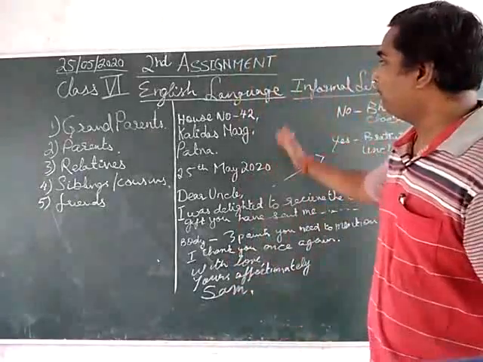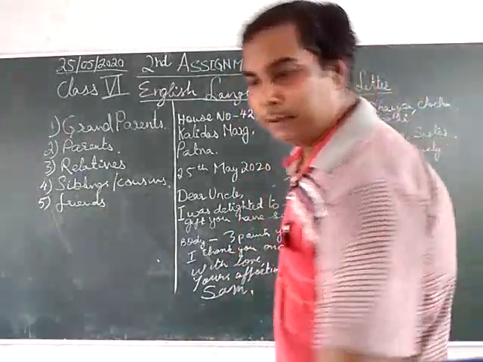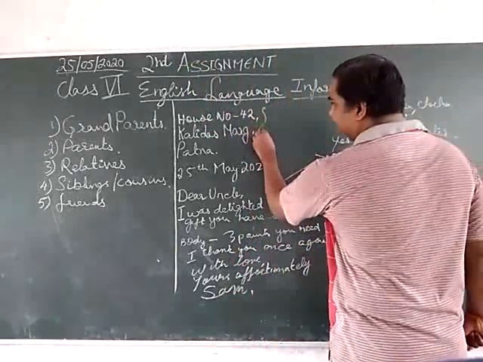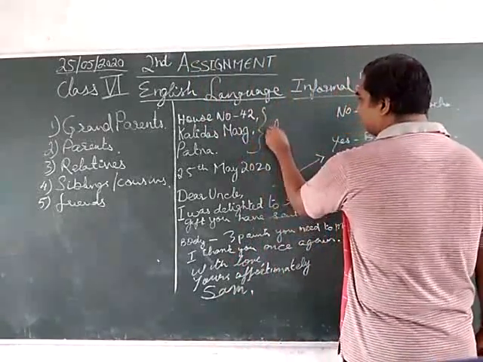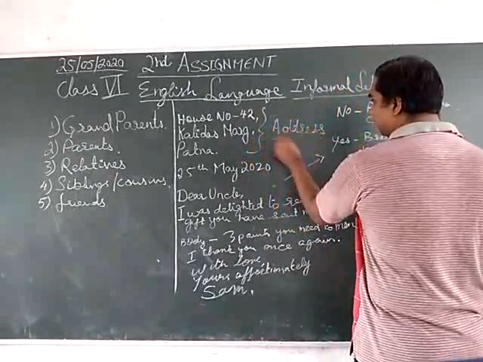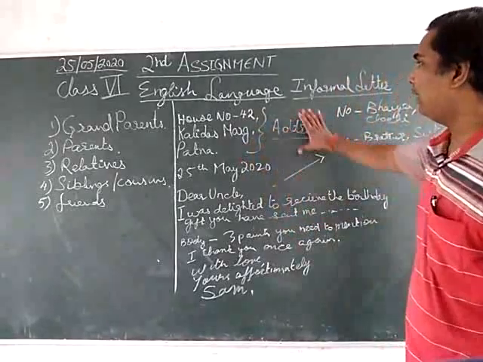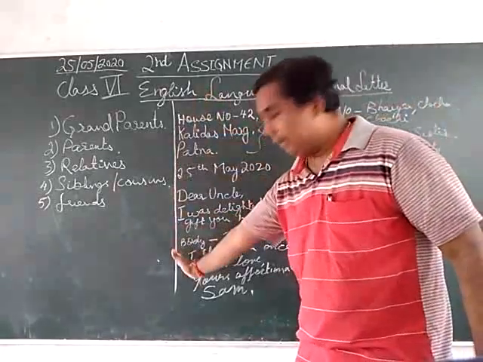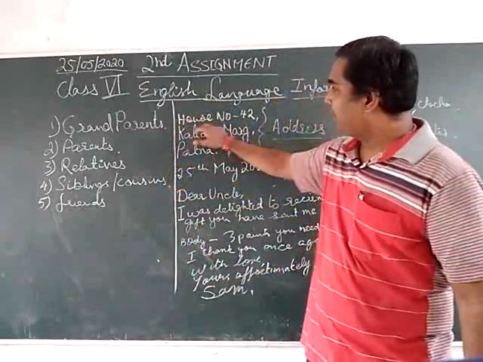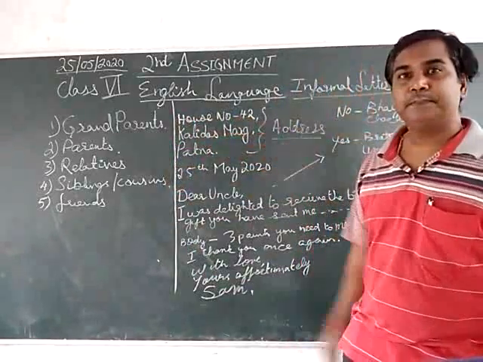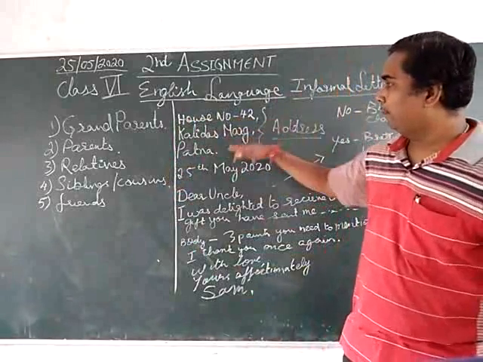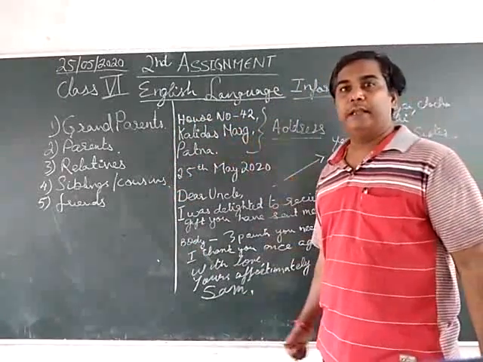Now I've got the format of a letter which has already been put down. This would be the first part of the letter. It should always start with this line, the line which is there in your book, always from the left hand side: house number 42. Then the street address, Kalidas Marg, Patna, full stop.